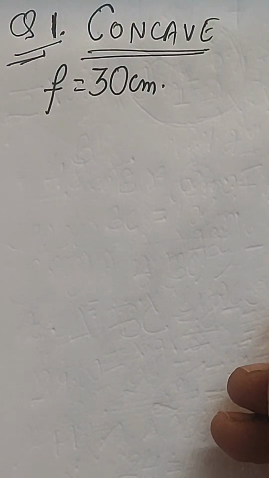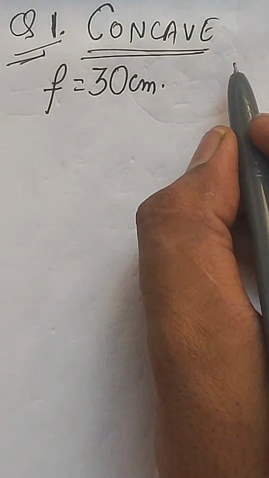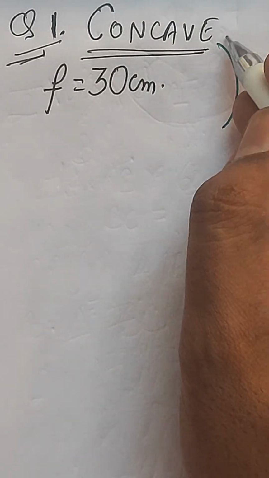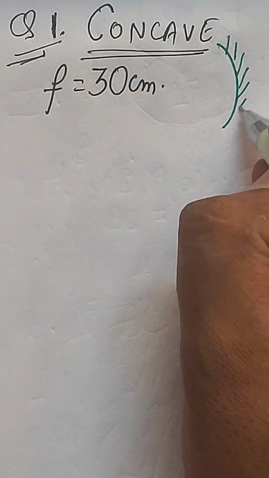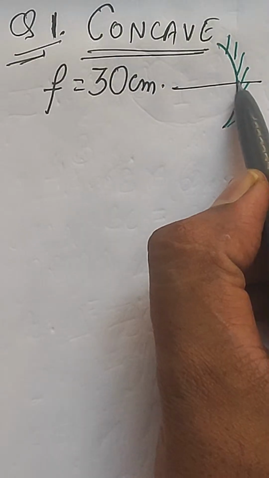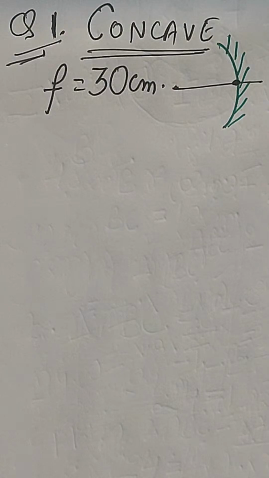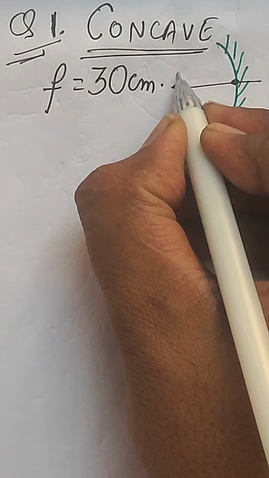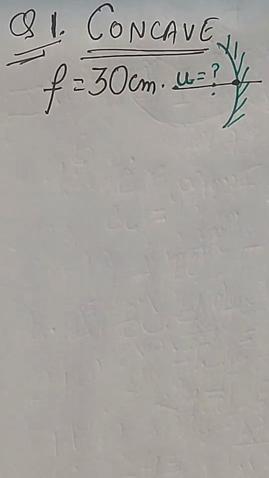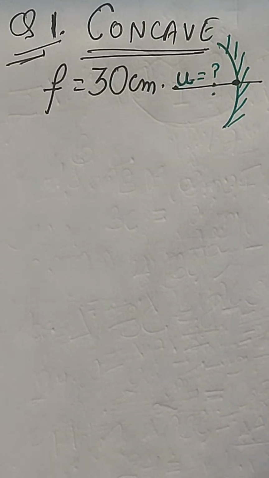Now we need to find the two positions of the object in front of the mirror. If this is the mirror, which is polished from the back side, because this will be the concave. We need to find the two positions. That means the object should be placed in front of it. So what are the two positions of this object that we need to calculate?